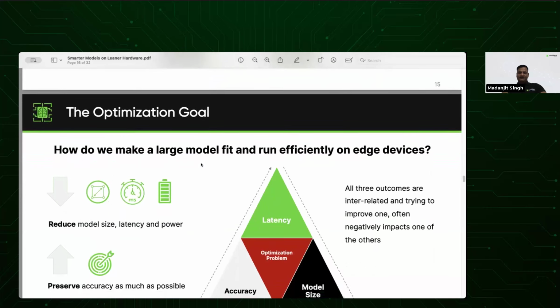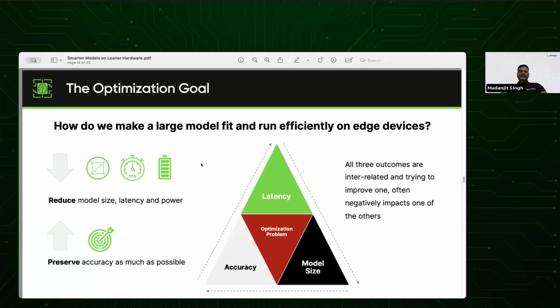The optimization goal. So the AI optimization triangle: when you're deploying AI on edge devices, it involves balancing three key factors: accuracy, model size, and latency. Improving one often impacts the others. So the goal is to build a model that is accurate enough, small enough, and fast enough for the target hardware. Reducing latency enables faster real-time response. Reducing model size minimizes memory and storage footprint. Maintaining accuracy means preserving reliable predictive performance.